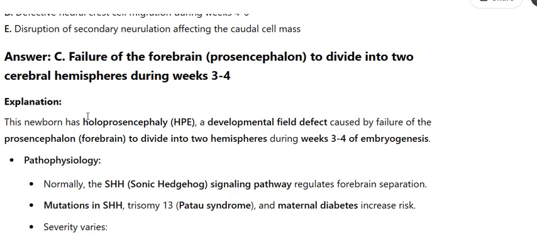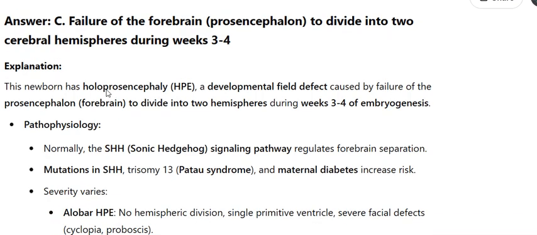Pathophysiology: normally the SHH sonic hedgehog signaling pathway regulates forebrain separation. Mutations in SHH, trisomy 13, Patau syndrome, and maternal diabetes increase risk.